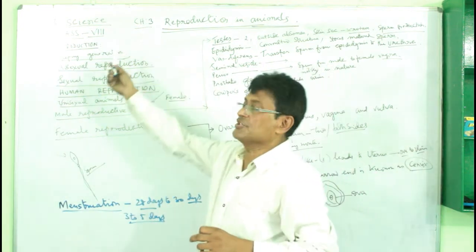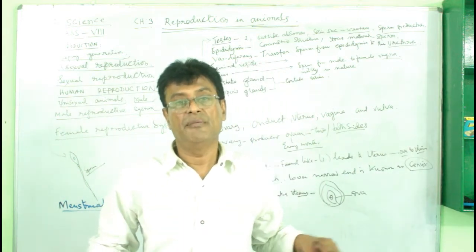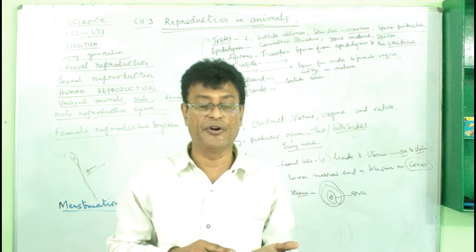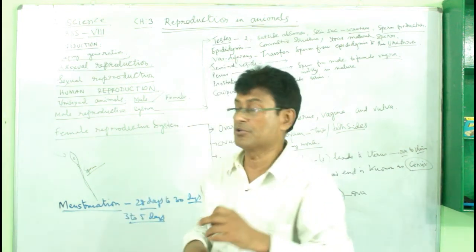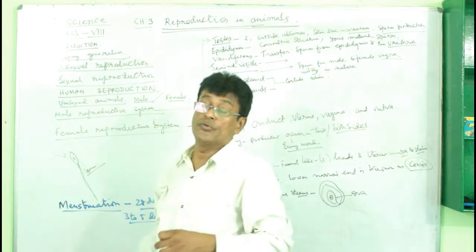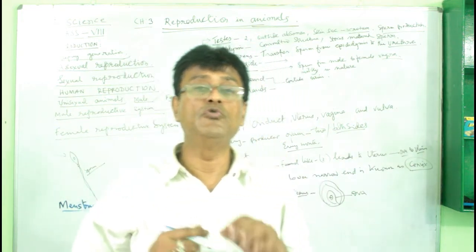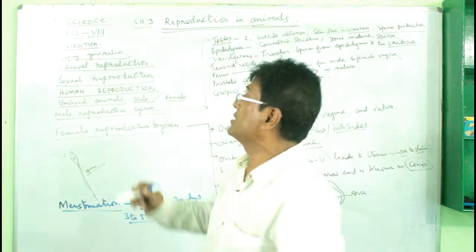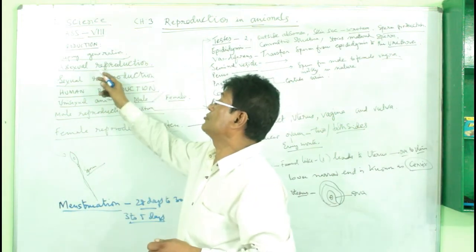Because if the generation is not kept, the earth will have no living organisms, because all living organisms reproduce: animals, plants, microbes, everybody. So here we have to discuss the reproduction in animals. We have two kinds of reproduction, two ways: one is the asexual process, and the other is the sexual process.